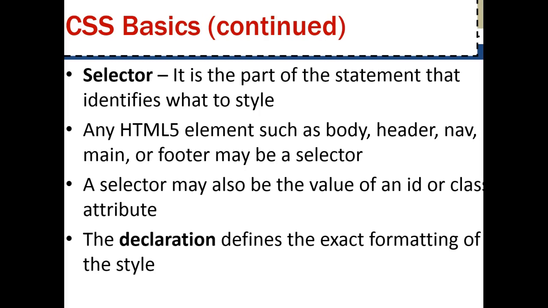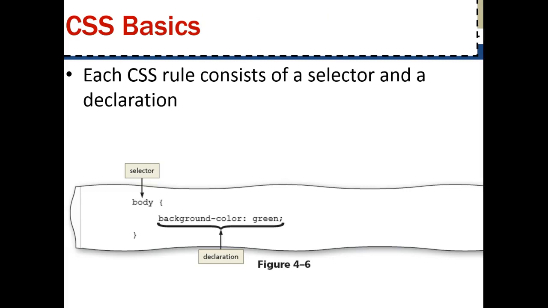So the declaration can contain a property and a value that is separated by a colon, followed by a semicolon. So we use background-color, colon, and we use the value green, and then we put the semicolon. So this is basically a declaration.